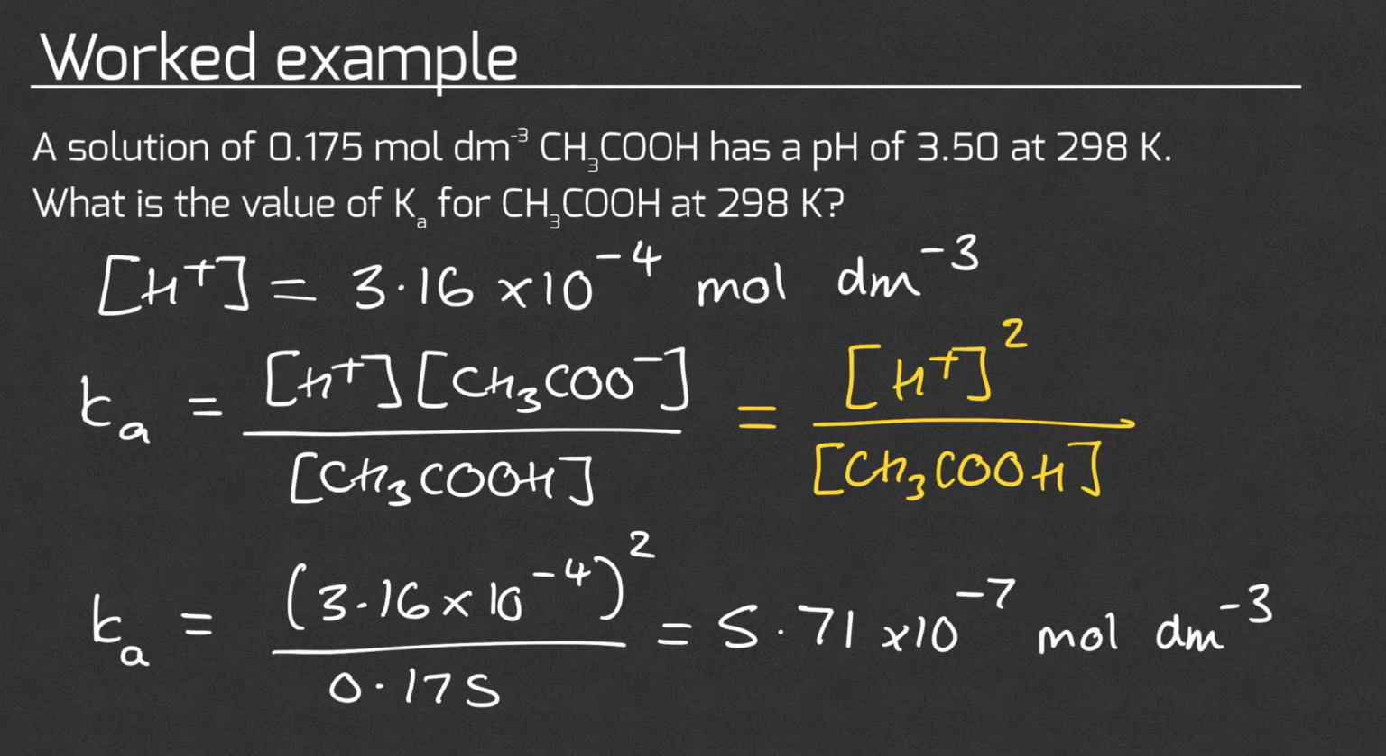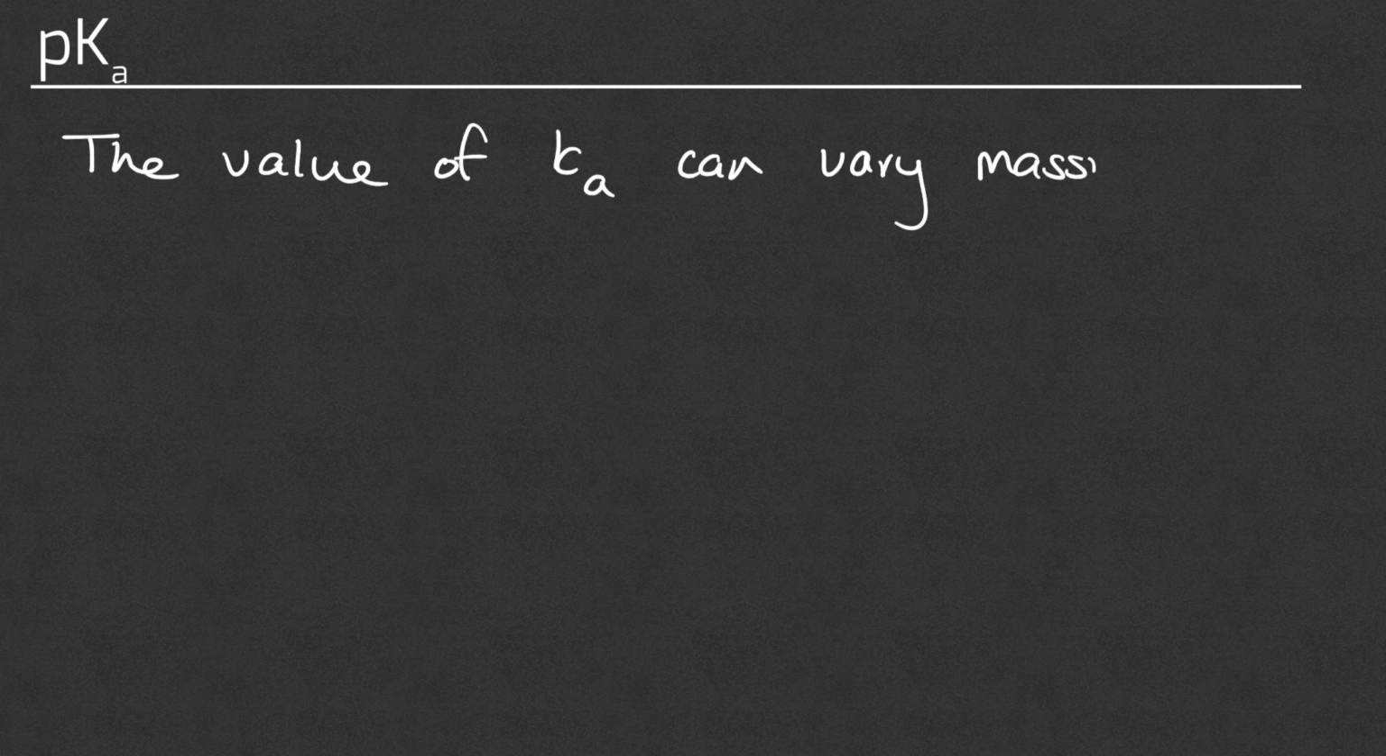It's really important that you show all the steps in your workings out. Don't just sub the values in without writing down what calculation you're actually doing. That way, if you make a mistake, it can be spotted. Now, because Ka is calculated from the hydrogen ion concentration, or the pH, and we know that's calculated itself from an equation involving logs, the value of Ka can vary massively.